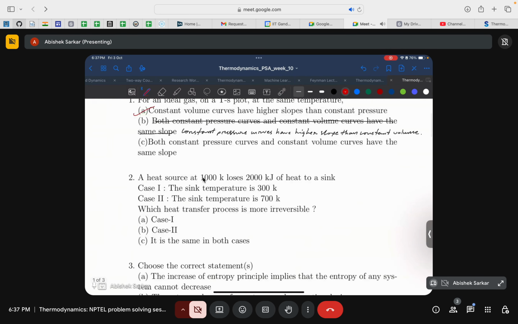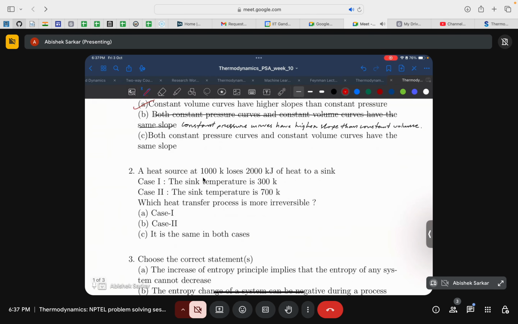The next question is: a heat source at 1000 Kelvin loses 2000 kilojoules of heat to a sink. Case 1 is that the sink temperature is 300 Kelvin. In the second case, the sink temperature is 700 Kelvin. Which heat transfer process is more irreversible? Case 1, case 2, or is it the same for both cases? Okay.